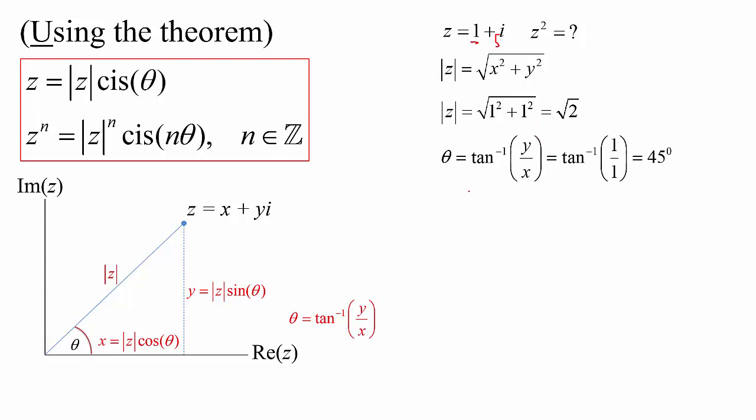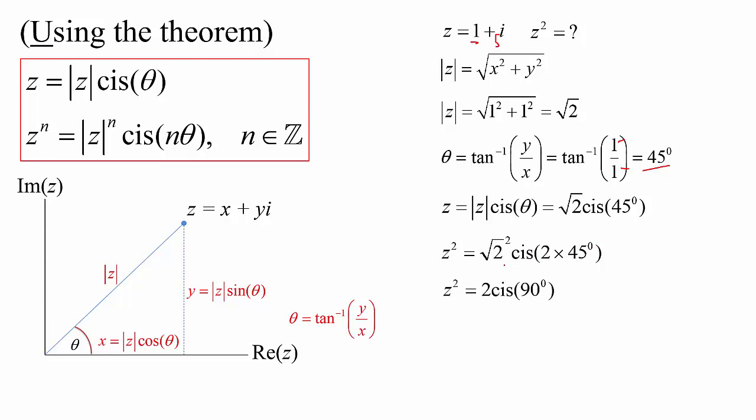We now want the angle theta, and we know theta is the inverse tan of y over x. There's our y value, 1, there's our x value. So inverse tan of 1, if you work it out with a calculator, is 45 degrees. So putting that information in our expression for z, we have z equals square root of 2 cis 45 degrees. Now we want z squared. So z squared according to de Moivre's theorem will be the square root of 2 squared cis 2 times 45.